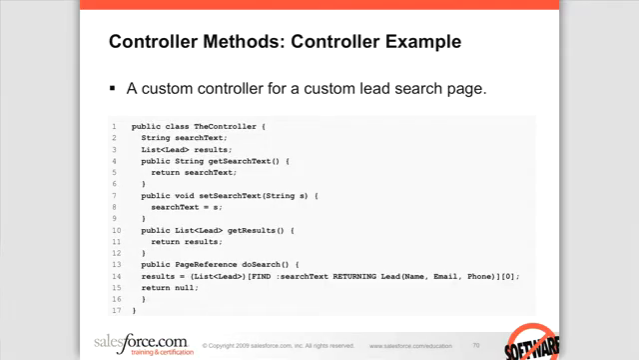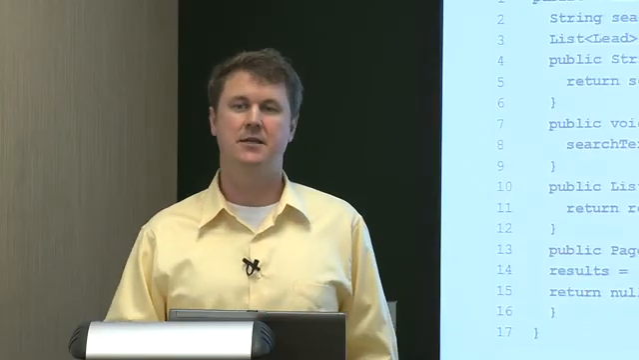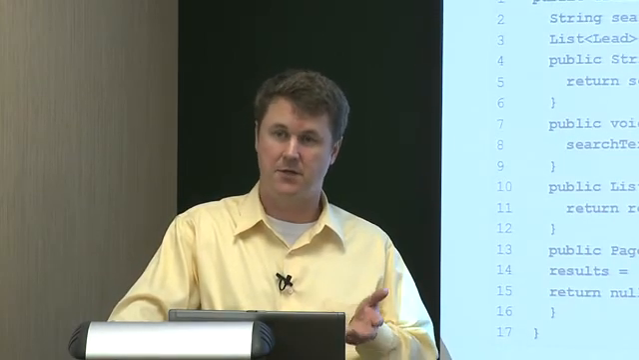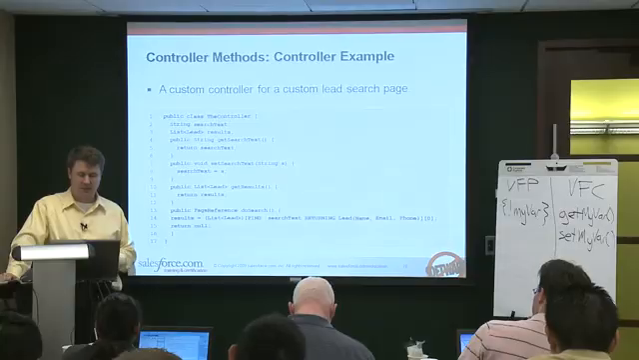Now, another thing that's occurring associated with doSearch is that you'll see that the return type of doSearch is of type page reference. That is how we identify our action methods. So action methods are different from getters and setters. Getters return whatever it is, the type of whatever it is that we're returning.